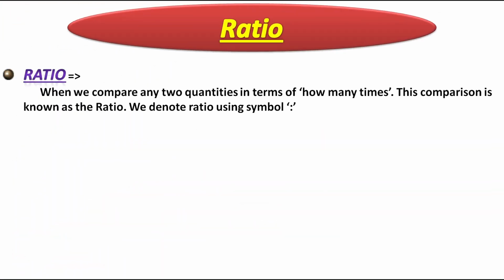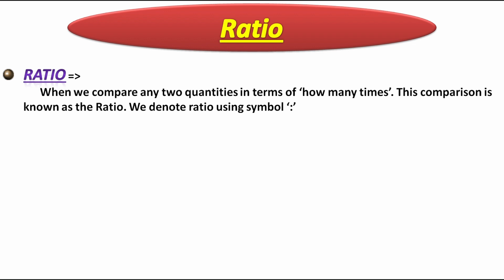Ratio. When we compare any two quantities in terms of how many times, this comparison is known as the ratio. We denote ratio using the symbol colon. We will use this symbol while comparing two quantities. Such a type of comparison is called a ratio.